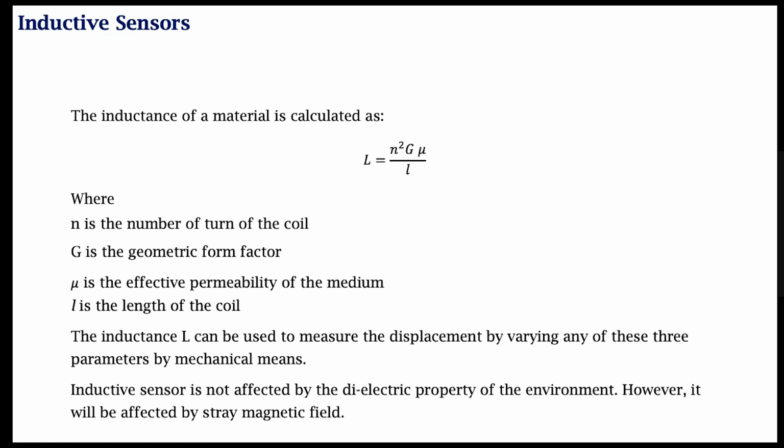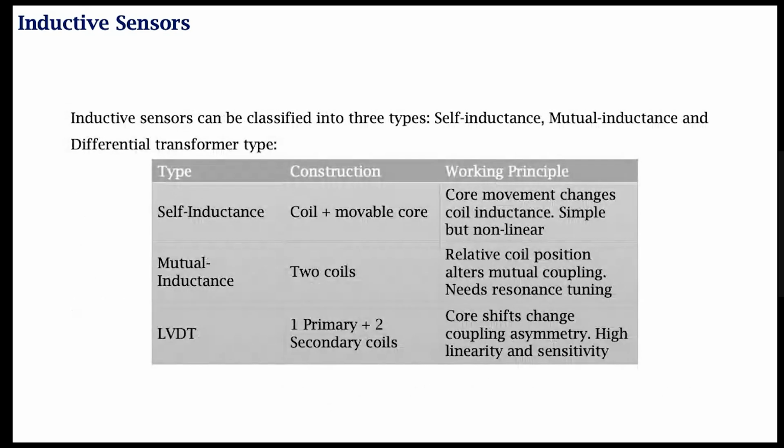There are different types of these inductive sensors that are used for various purposes. These types are self-inductance based sensors, mutual inductance based sensors, and differential transformer type sensors.